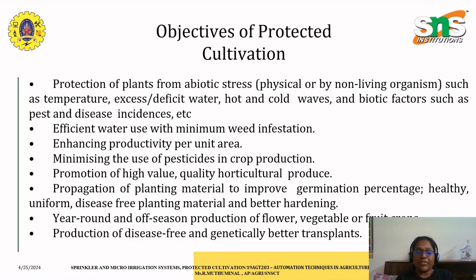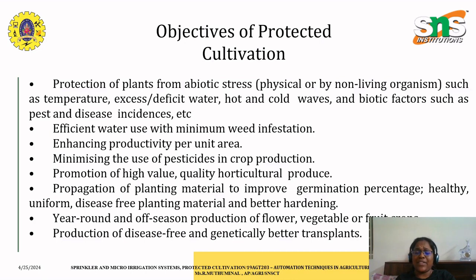The main objective of protected cultivation is protection of plants from abiotic stress, that is, stress caused by non-living factors such as temperature, excess water, hot and cold waves, as well as biotic factors such as pest and disease incidence. The next objective is efficient water use with minimum weed infestation, enhancing productivity per unit area, and minimizing the use of pesticides in crop production.